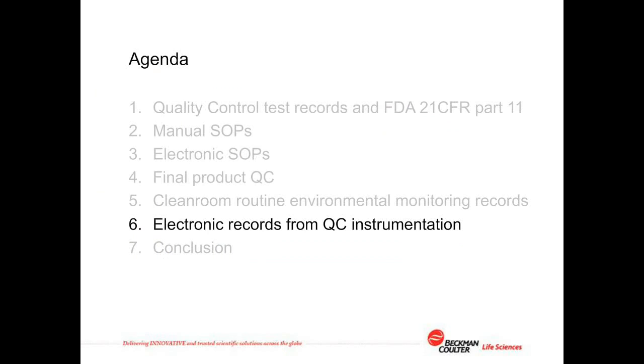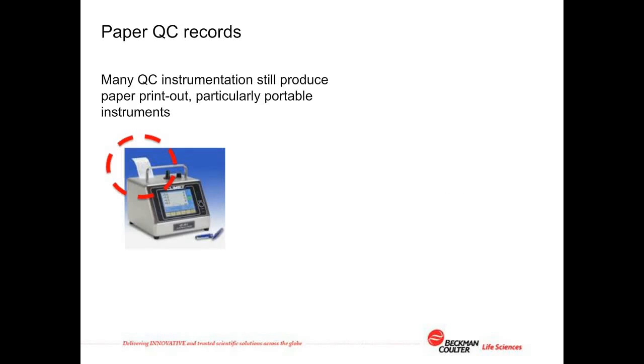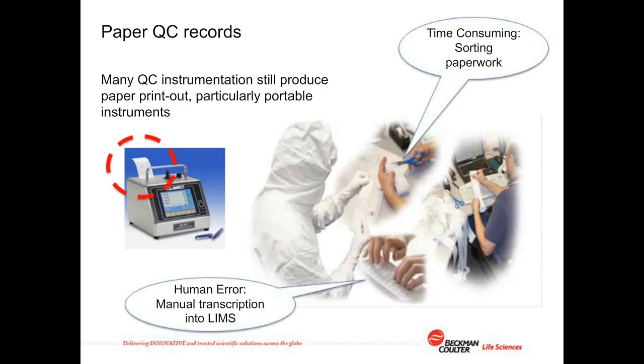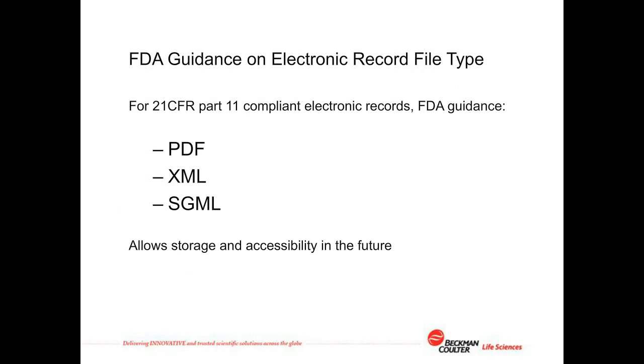So let's just touch on how you get those electronic records out of the QC instrumentation. As I mentioned, many QC particle counters, particularly portable instruments and things like that, still produce a piece of paper records. Of course, collecting or collating all those pieces of paper is time-consuming for one thing, but of course it's a ripe opportunity for human error to lose the pieces of paper or to forget which piece of paper was done for each location, or when you manually transcribe that data into the laboratory information management system or secure database, again, it's another opportunity for human error to creep in.